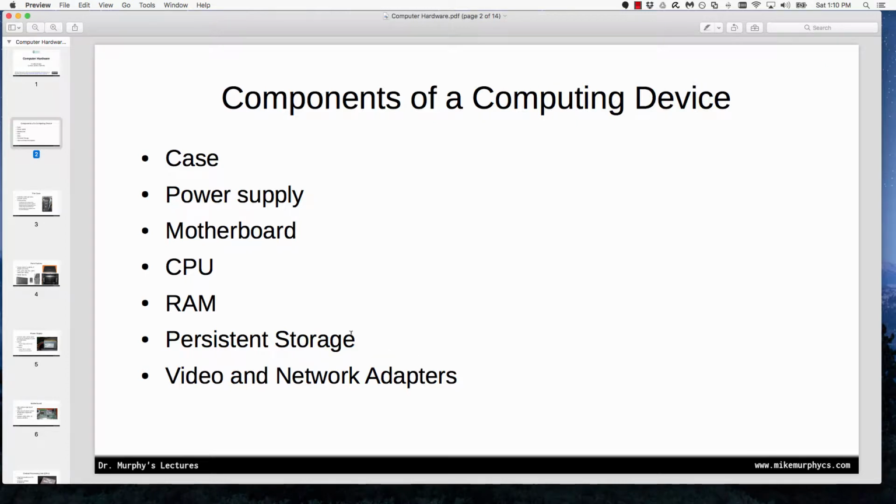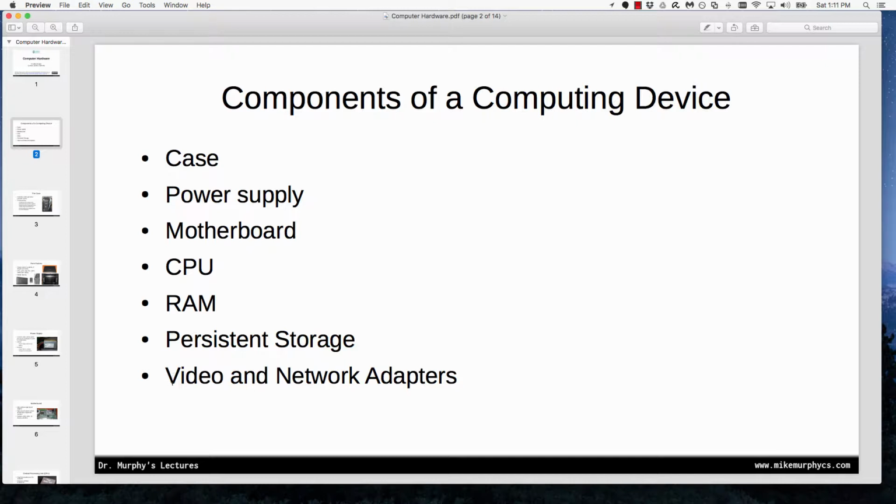Persistent storage, so we need some way to store things when the computer turns off. RAM is not a good place for that. RAM is known as volatile memory, which means it needs power in order to store something. So when we turn a computer off, what's stored in RAM goes away. It dissipates out of memory very quickly, and it's gone. So we need something else to store our long-term memory, our programs, our Word documents, our Excel spreadsheets, etc. And we do that in persistent storage.